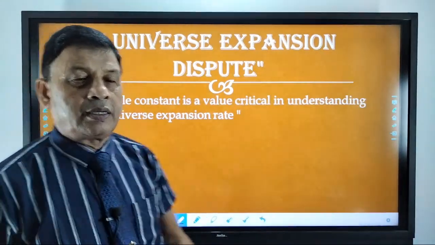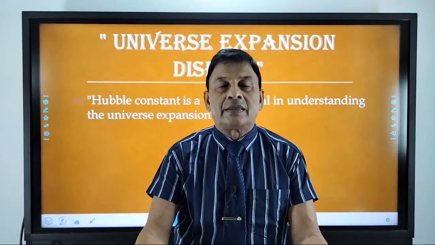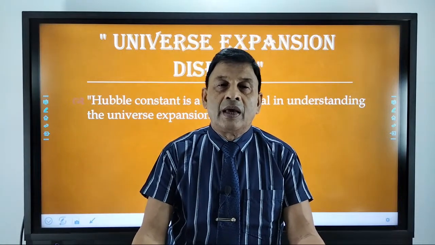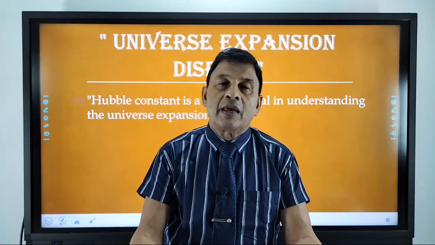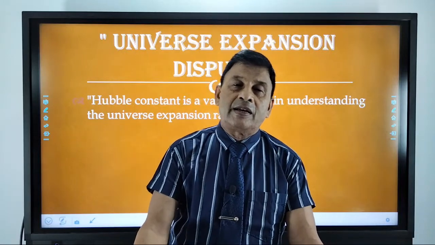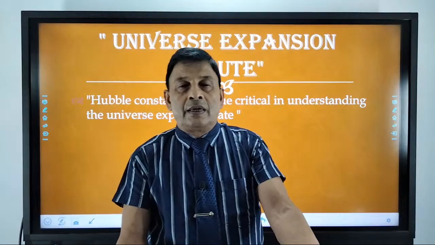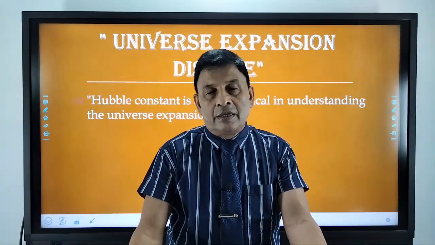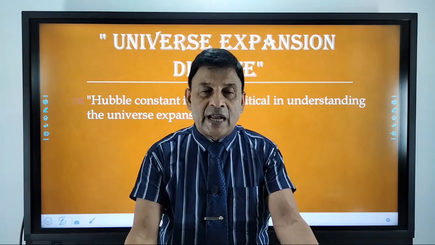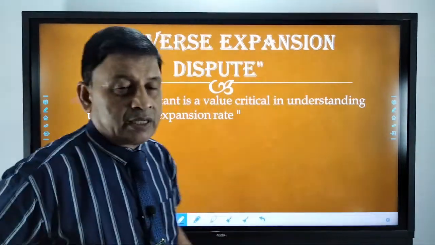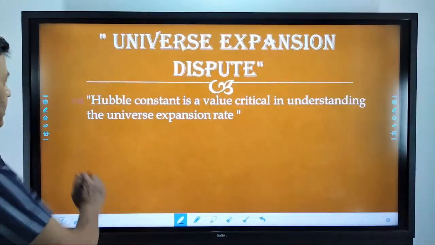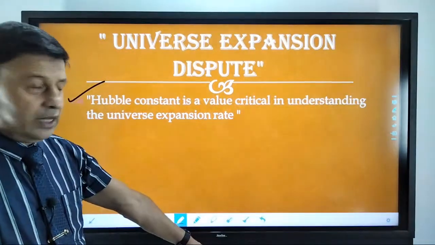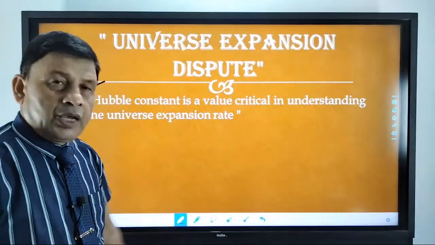Next point, Hubble constant, a very significant number in cosmology, and it explains the expanding nature of the universe. So it is a value critical in understanding the universe expansion rate. This is the point. See, you can note down as well.